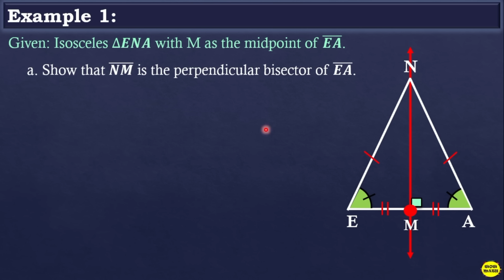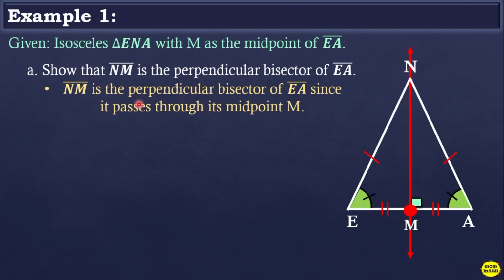So, what can we conclude? That since we have a perpendicular bisector of segment EA, therefore, we can say that these two segments are congruent. So, we can say that segment NM is the perpendicular bisector of segment EA since it passes through its midpoint. So, ito nga po yung sinasabi ko that if the line contains the midpoint, then that is a perpendicular bisector. And then we can also say that segment EM is congruent to segment AM. Since perpendicular bisector yan, magpo-form rin po yan ng dalawang congruent segments aside from forming two right angles.